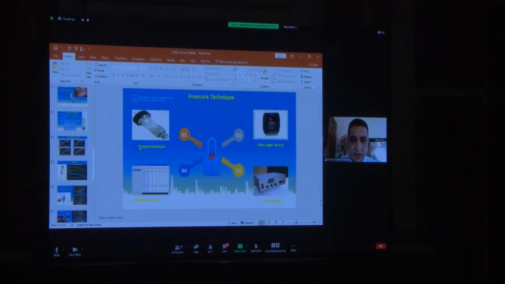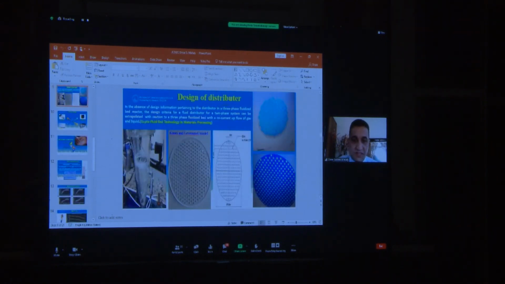Dr. Zakaria, we made this distributor box with some spacing between the gas distributor and the liquid distributor to make good mixing, and then it reduces the bubble diameter, and gives good distribution of fluid inside the fluidized bed.